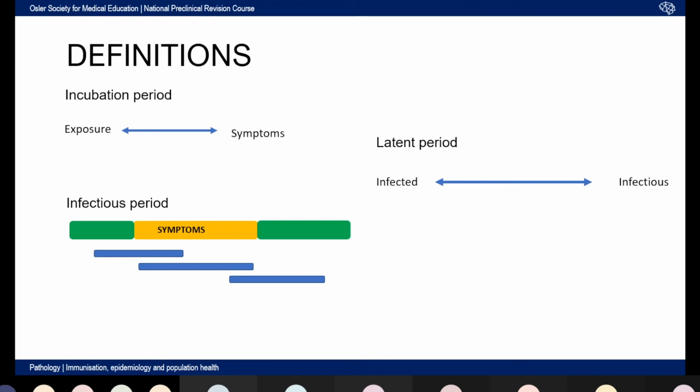Is that clear for everyone? I find the difference between latent period and infectious period quite difficult, but like I said, the latent period is between when you're infected to when you're actually infectious, when you can pass the disease on, and the infectious period is the time during which you're infectious. It's really important to think about how these are quite different. You can be infectious before symptoms, after symptoms, during symptoms. So I think it's really important to get your head around these 3 definitions.